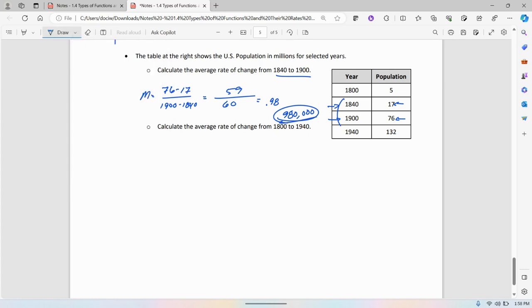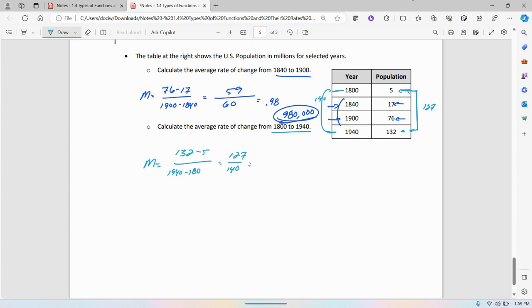Use a little different color here to make a distinction from 1800 to 1940. From 1800 to 1940, what was the change in U.S. population? Well, notice that the population went from 5 million to 132 million. 132 minus 5 is 127. The United States population increased 127 million people in that time period. From 1800 to 1940 is 140 years.